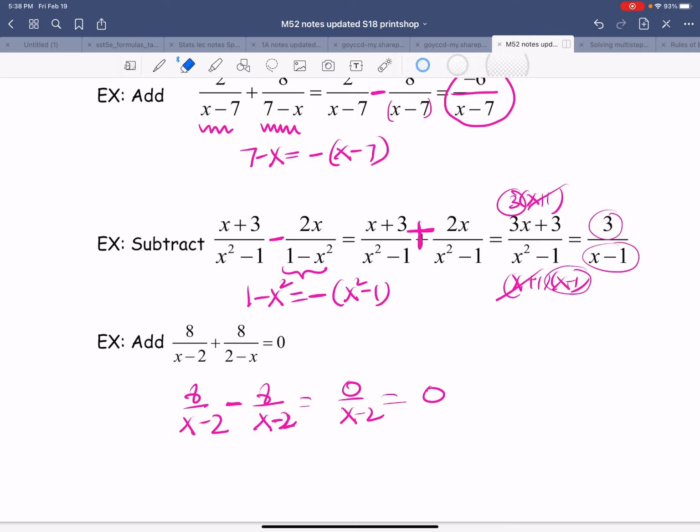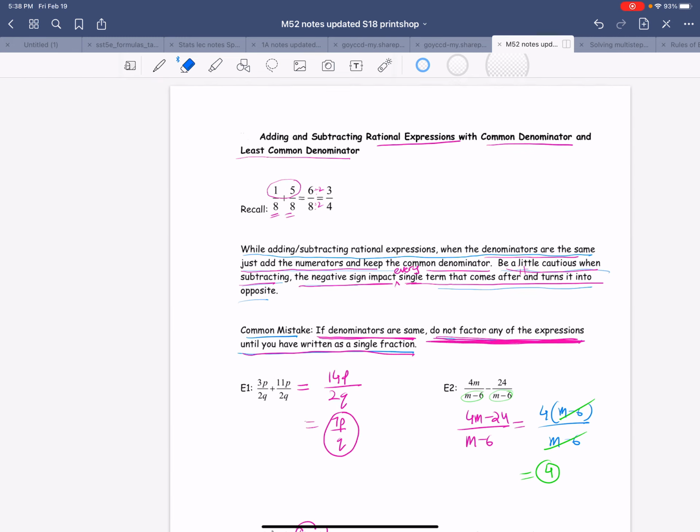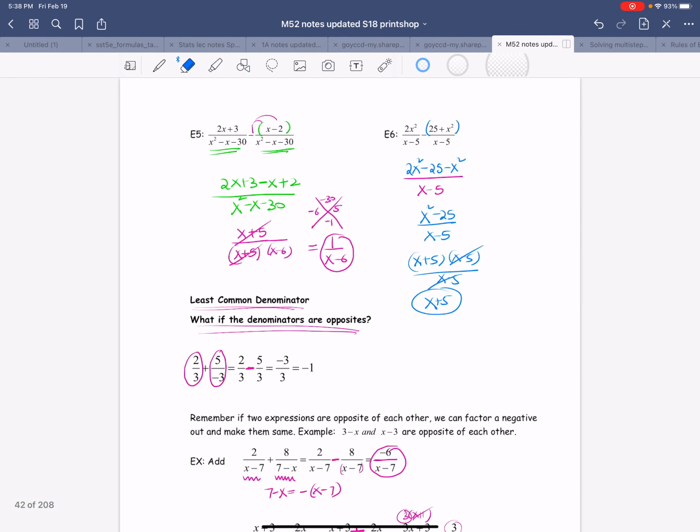In the next video, we will talk about when denominators are completely different. So in this video, we only discussed rational expressions when denominators are either the same or opposite of each other.